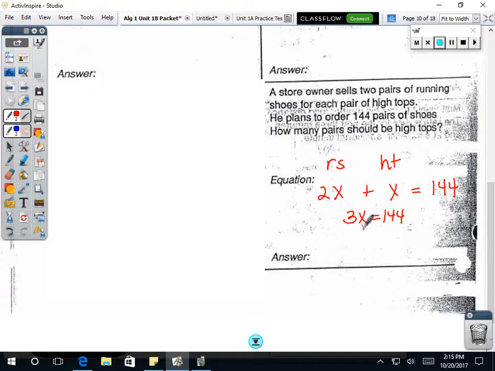And now to solve for x, you divide by 3. And so x equals 144 divided by 3. 48. Okay, so that's 48 what? High tops or running shoes? Look, see how x is under high tops and 2x is running shoes? So that's high tops. How could you figure out how many running shoes? That would be 96. But the question is how many pairs of high tops, so the actual answer is 48.